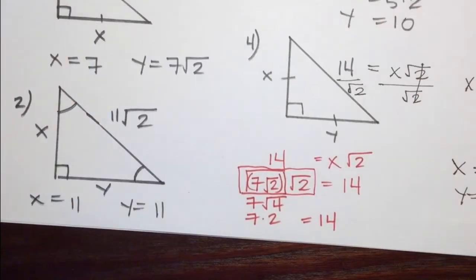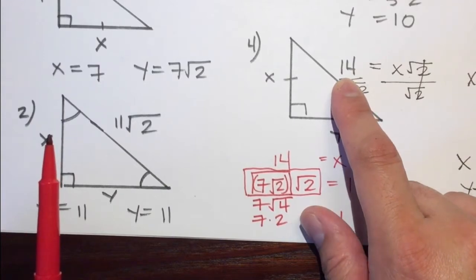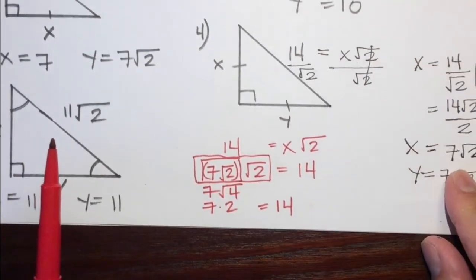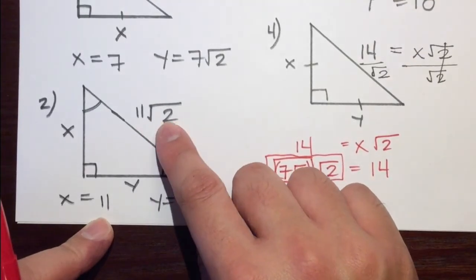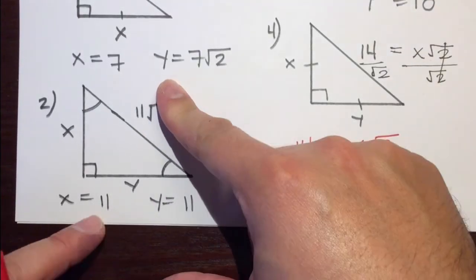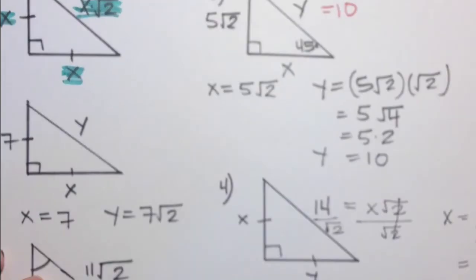Okay? All right, so that's the difference between these two problems. If your hypotenuse is a whole number, divide it by 2 and multiply it by radical 2. If your hypotenuse is a number times radical 2, ignore it, and then there are your 2 legs. Okay? So look these 4 over. I'm going to show you a couple more.